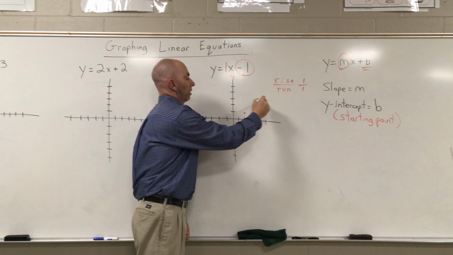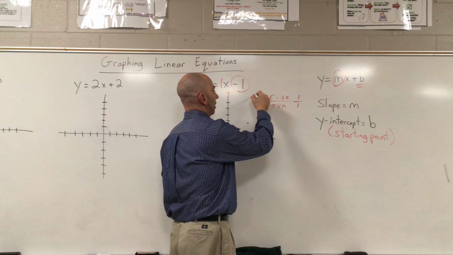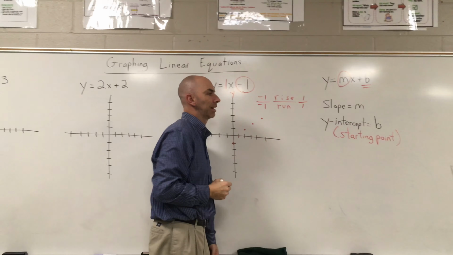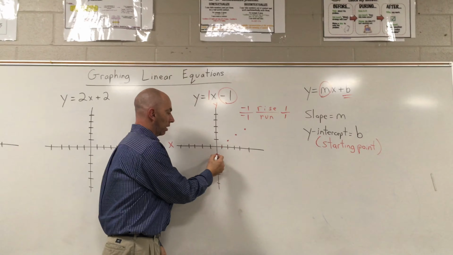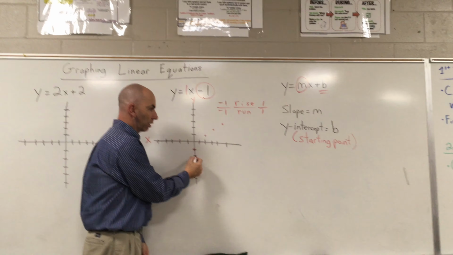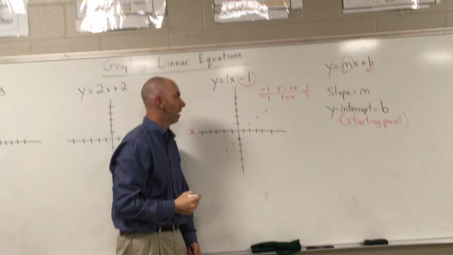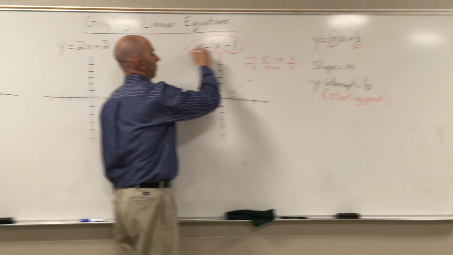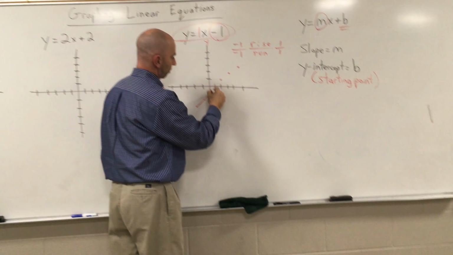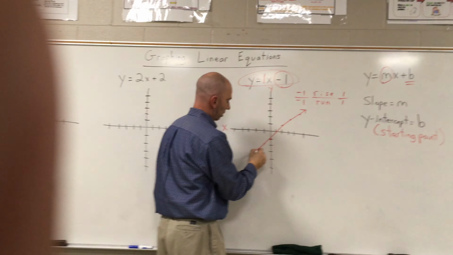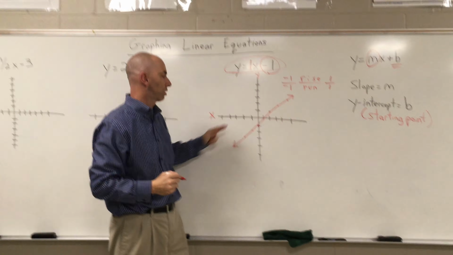Up 1, right 1. Now, I also know if it's 1 over 1, if I had -1 divided by -1, is that going to be a positive? Yes, because a negative divided by a negative is positive. So I could start here and go down negative, left negative, and do the same thing. So if I wanted to graph this linear equation, linear means straight, so that's a straight line. I have graphed this equation.